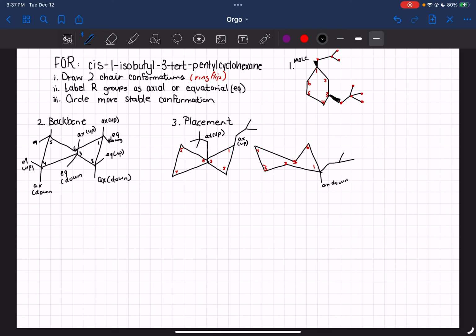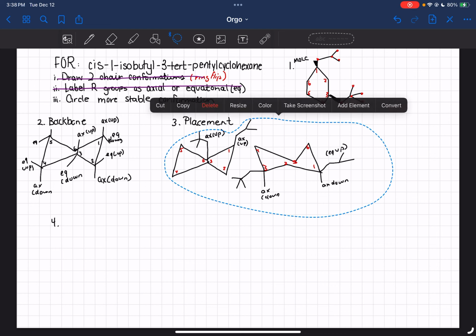I'm just going to draw it to scale. Equatorial up, and then at 3, you have equatorial up. And then you have an axial down, and then you have a 3-tert-pentylcyclo. Sorry. Okay, so this would be it. And now the 4th part, which asks us, let's cross this out, asks us to circle the more stable one.